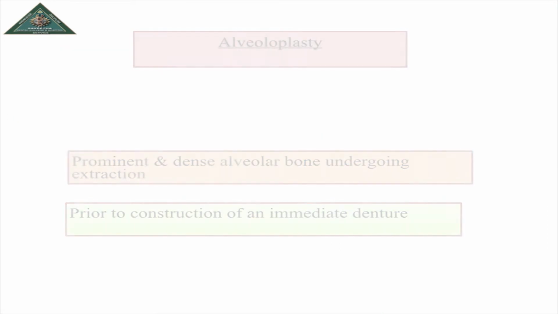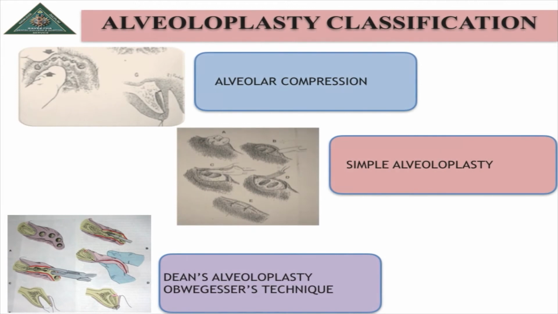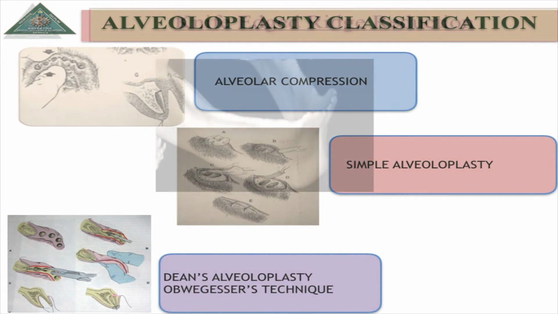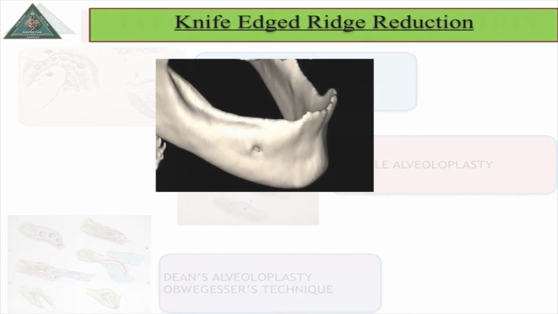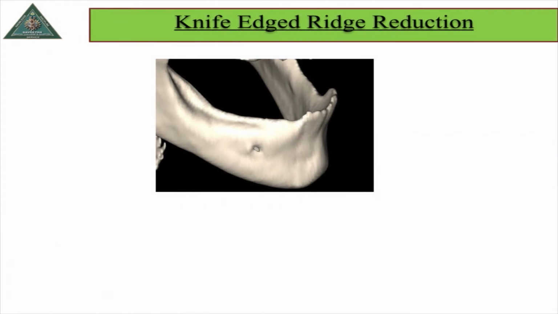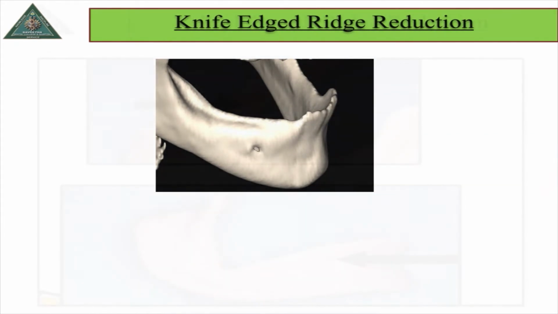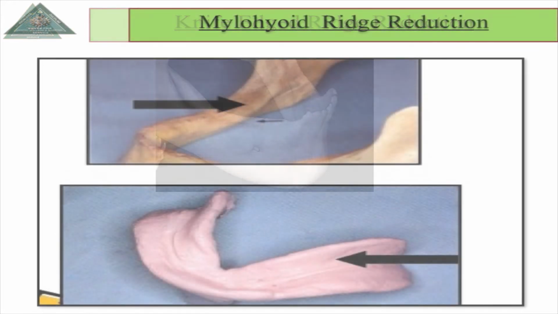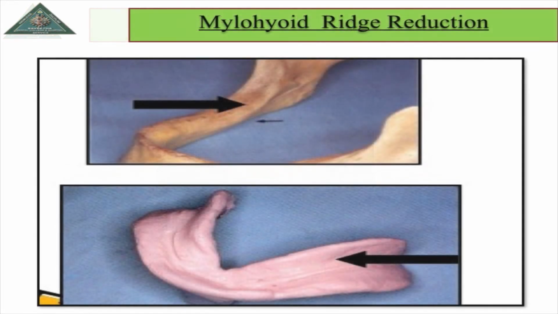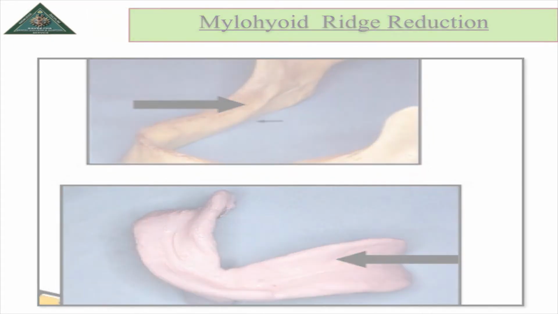When you consider knife edge ridge reduction, extreme resorption of the alveolar ridge results in alveolar bone cutting through the mucoperiosteum and giving pressure during denture application. So, knife edge reduction is done in such cases. Mylohyoid ridge reduction is done when the ridge is sharp and the denture pressure can cause significant pain in that area.